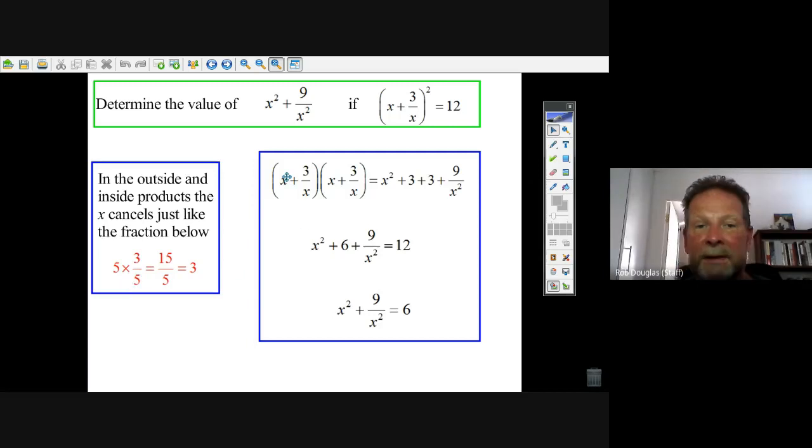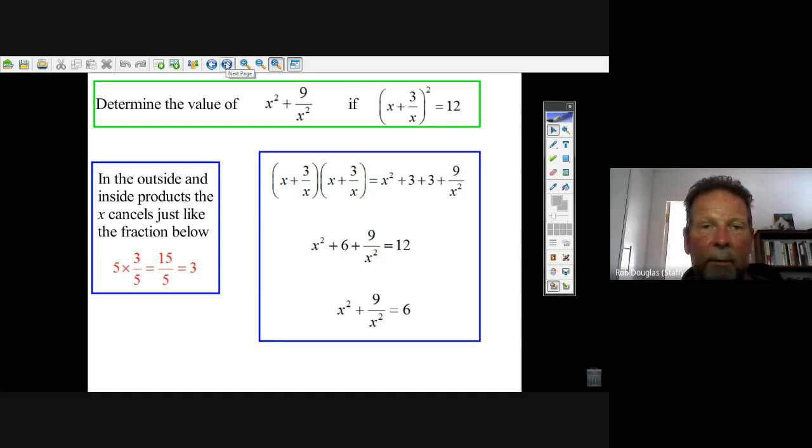But the outside, x times 3/x, whenever you multiply something by that thing over the same thing, those two things cancel. You know, if you go 5 times 3/5, you get 15 divided by 5. That really equals 3. Well, you could just skip all that. The 5s cancel. The same thing happens here. x times 3/x, the x's cancel and you get 3. And 3/x times x, on the inside, you get 3. And 3 + 3 is 6. So all of this (x + 3/x)², it's really x² + 6 + 9/x². Well, if that equals 12, we're supposed to figure out what x² + 9/x² is. If we just subtract 6 from both sides, we get our answer.